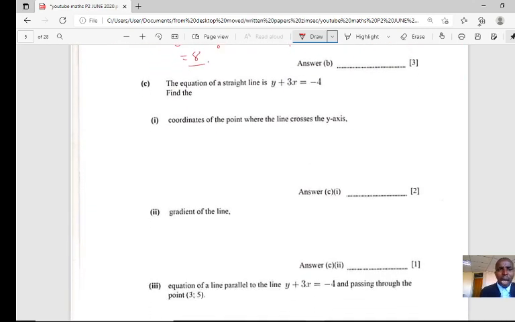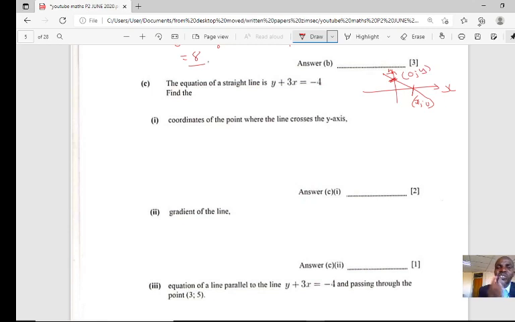Right, next question, part C. The equation of a straight line is y plus 3x is equal to minus 4. Find the coordinates of the point where the line crosses the y-axis. On the axis, please take note. This one is the y-axis, this one is the x-axis. Along the x-axis, y is 0. So you know y is already 0 here. Then along the y-axis, the point where the graph meets the y-axis, x is 0. Take note of that.